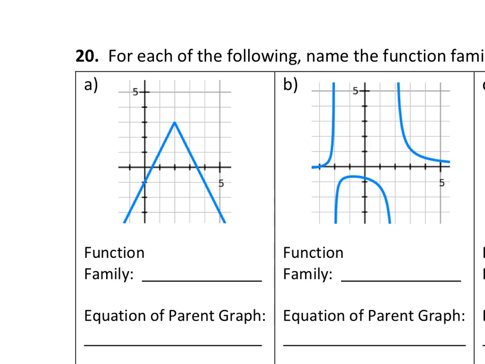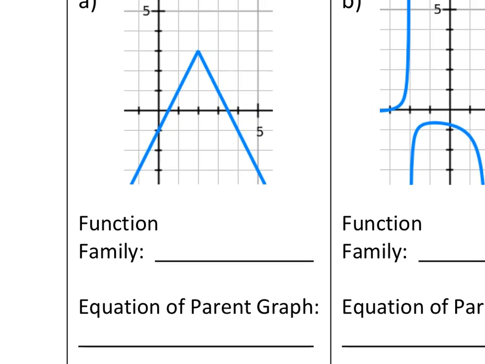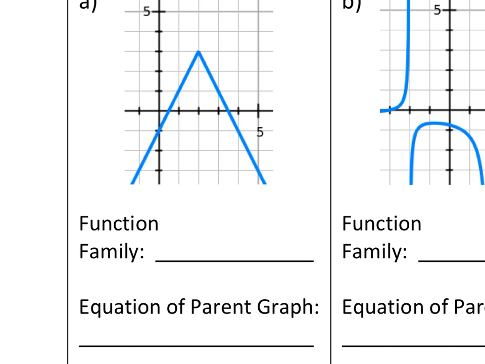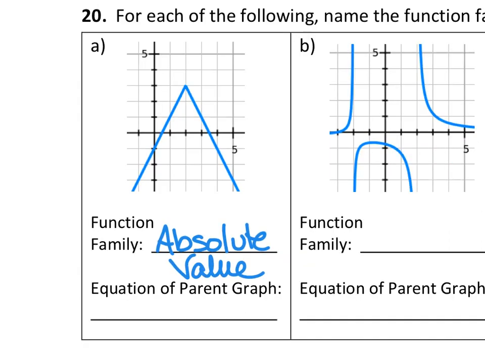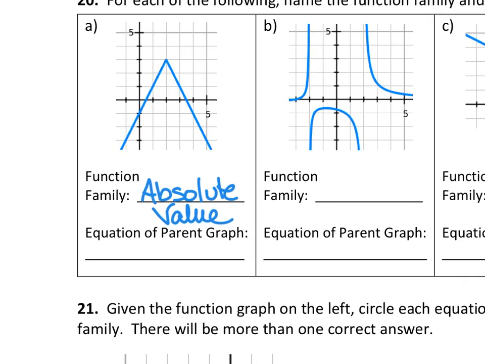The only function family that is V-shaped is the absolute value function. I see a clear V shape here, even though it's flipped over, and so I'm going to say that this is the absolute value function family. The parent equation of that graph, that's not the equation of the graph that you see here, but the parent graph is f of x equals the absolute value of x.